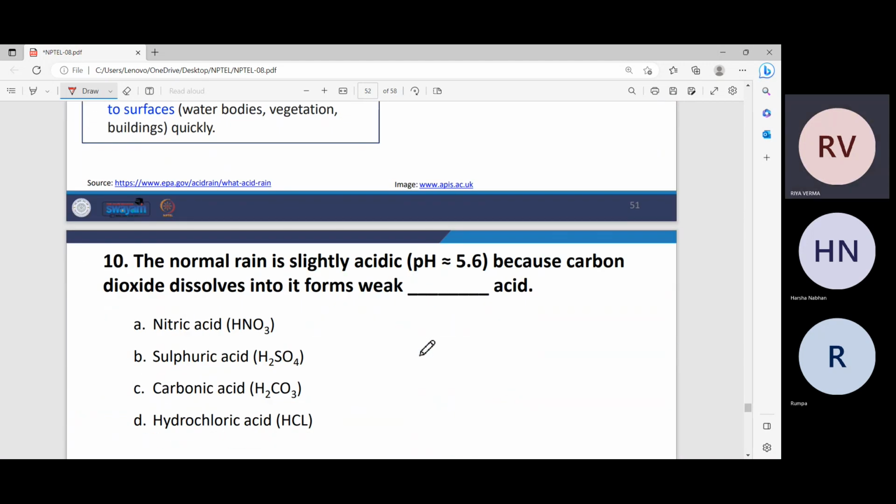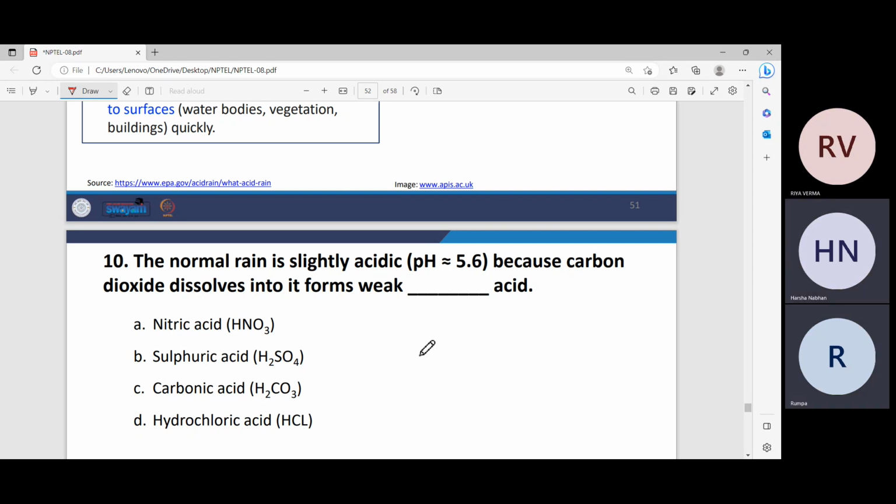Now the next question. Normal rain is slightly acidic, that is, its pH is approximately 5.6. It's because carbon dioxide dissolves in it and forms a weak dash acid. So, which acid is formed due to this carbon dioxide, and why?